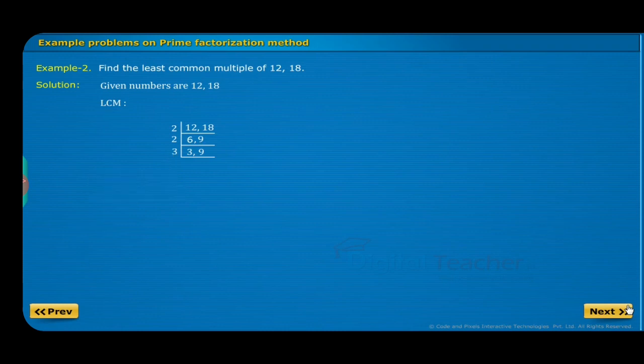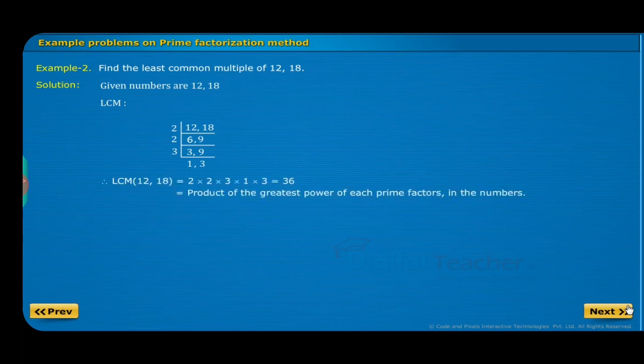Now, the obtained numbers are prime in nature. They cannot be further factorized in terms of numbers other than 1 and themselves. The product of all these prime numbers is shown on screen. The least common multiple of the given numbers is equal to the product of the greatest power of each prime factor in the numbers.